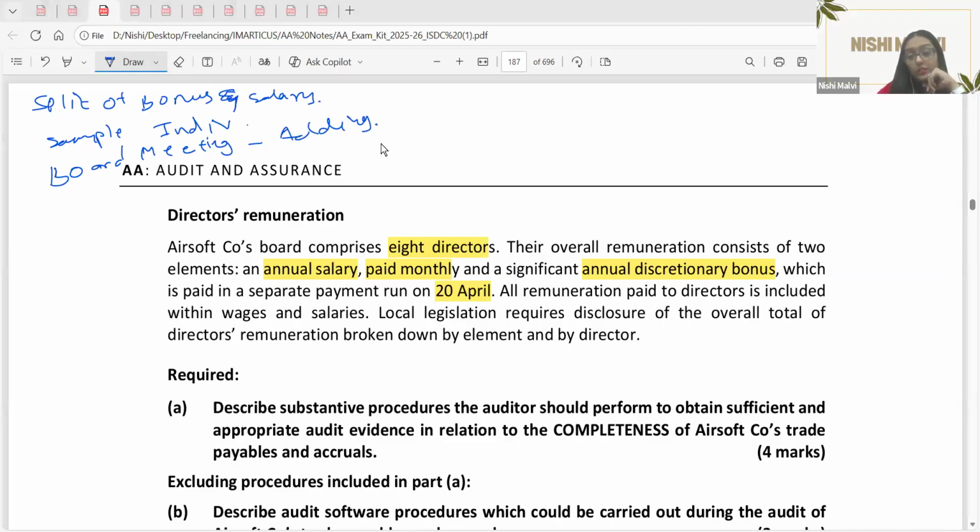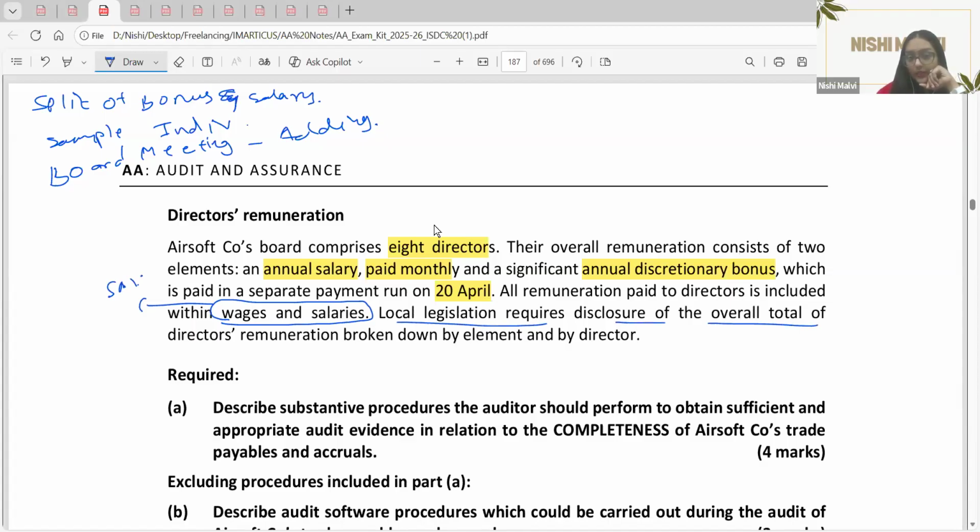Matlab, you have not even gone through the whole thing, but if you have an idea of the pointers you need to consider, you will be able to answer. I'm reading further. All remuneration paid to directors is included within wages and salary. So in this, you need to check for the split. Local legislation requires disclosure of the overall total and directors' remuneration broken down by element by director. Then you need to check whether that is a disclosure as per the local legislation or not. Compliance is there or not. Okay.